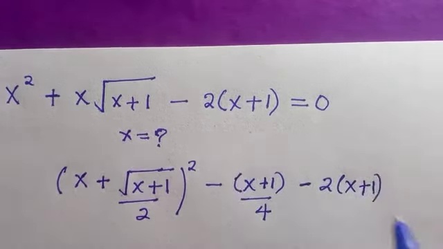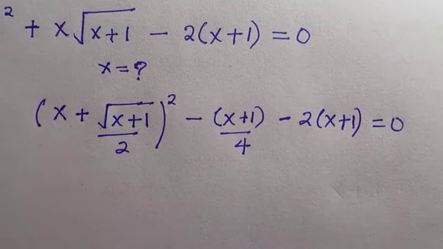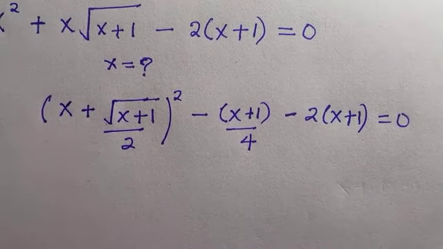So we are going to get x squared plus x root x plus 1. And since we have this, we can write it as x plus root x plus 1 divided by 2, all raised to the power of 2. If we take out x plus 1 and do the LCM, this becomes minus 9 over 4 bracket x plus 1, everything equals 0.